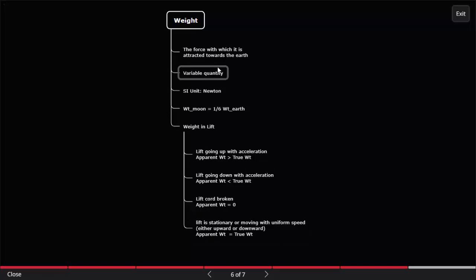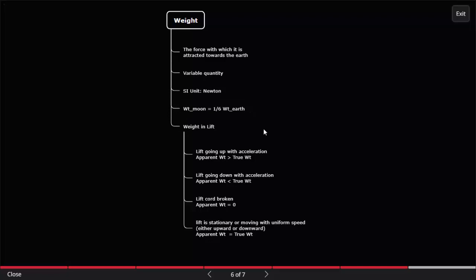Coming to the weight, as mass is constant, weight is a variable quantity. Why is it variable? Because it depends upon the force with which it is attracted toward the Earth, and its unit is Newton, not kg. Why is it Newton? Because it is the force experienced by the object due to the Earth. So if there is a force of attraction, it will always be in Newton. And one thing you should know, weight on the Moon is always equal to 1/6 of the weight on Earth. Suppose you have a weight of 36 kg on Earth, on the Moon it will be 6 kg. So weight becomes 1/6 of the weight on Earth.